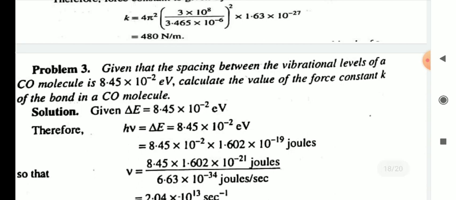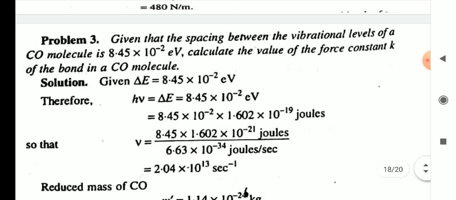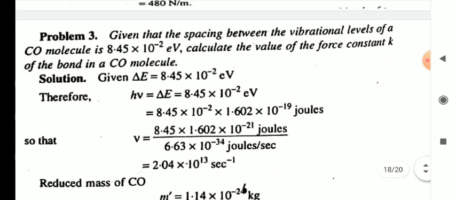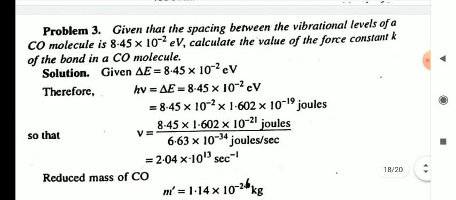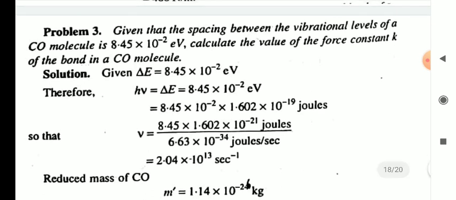Similarly, the second problem is given: the spacing between the vibration levels of a carbon monoxide molecule is 8.45 into 10 raised to minus 2 electron volt. Calculate the value of force constant k of the bond in a CO molecule. So delta E, the energy difference, is given. Therefore h nu is equal to delta E, that is 8.45 into 10 raised to minus 2 electron volt.